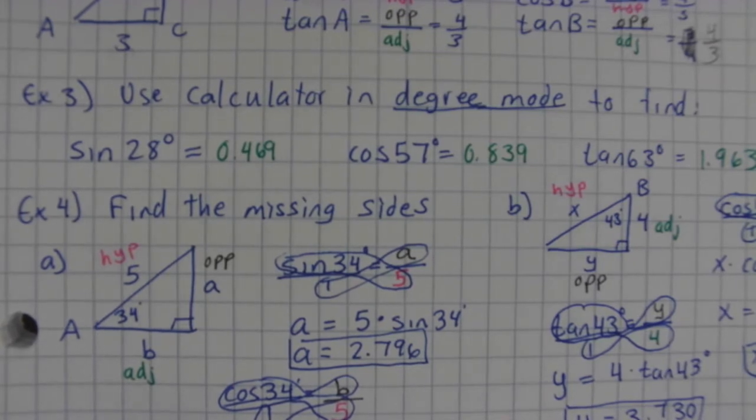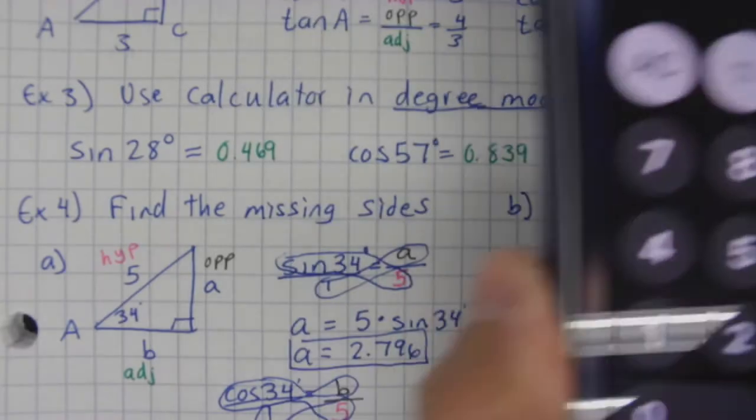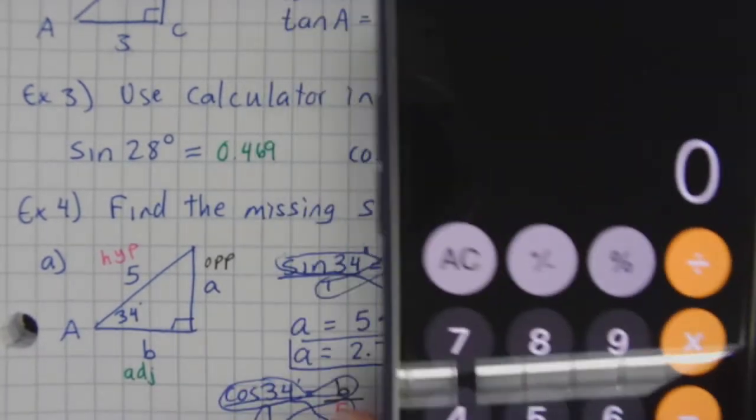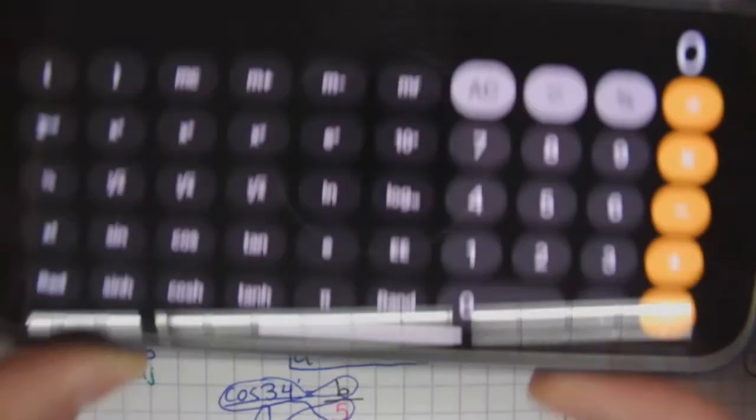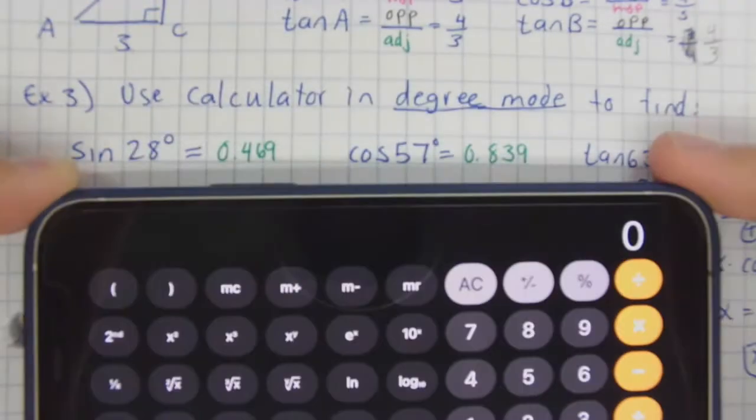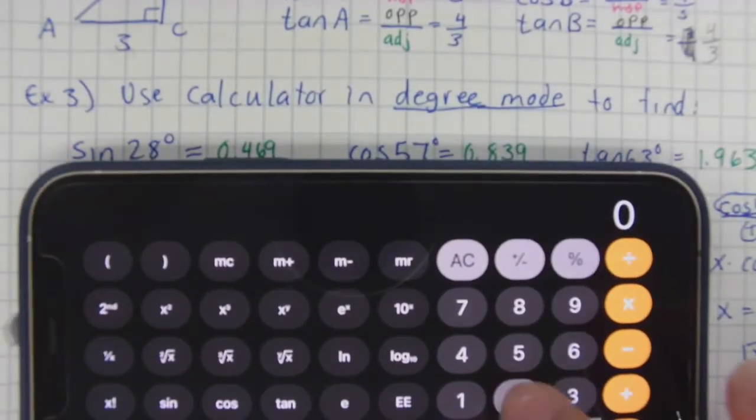So you can use any calculator. You can use a phone, the internet, anything that you need. I'm going to use the iPhone calculator, and in the iPhone calculator, you're going to type in sine of 28. So you want to turn it sideways, and then type in the number first, the degrees, 28, and then the sine.